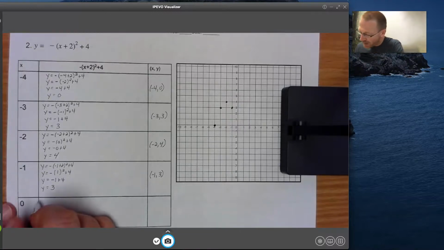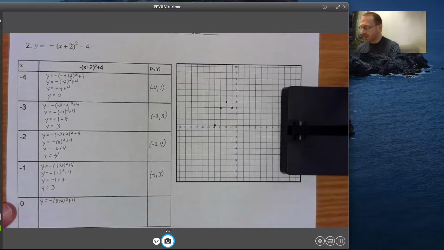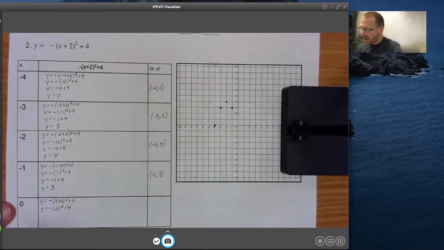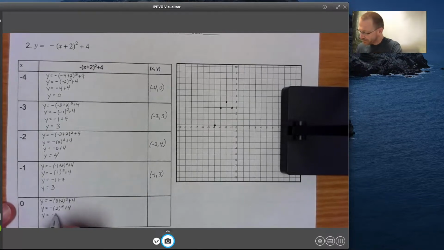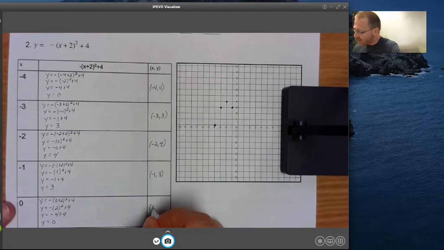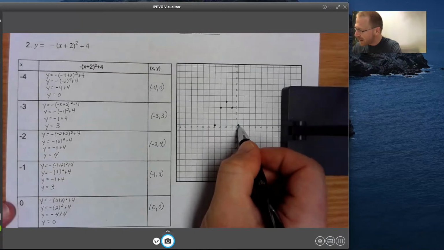One last point here to wrap things up. Let's plug in 0. And then 0 plus 2 is 2. 2 squared is 4. And so -4 plus 4 is 0. So now what we have is our final point, which is 0, 0. So we're at the origin here, just like that.